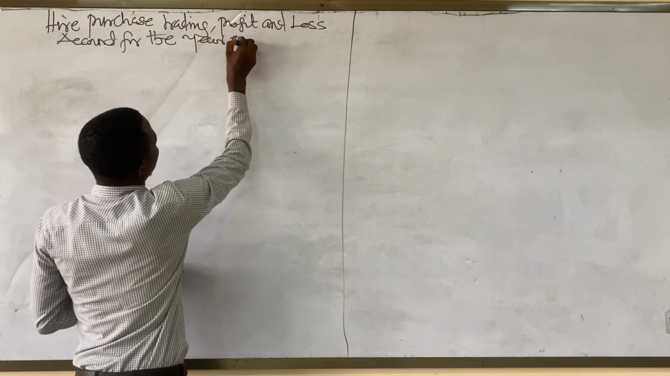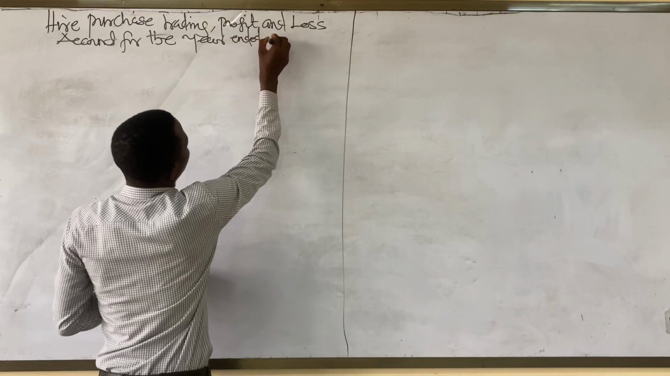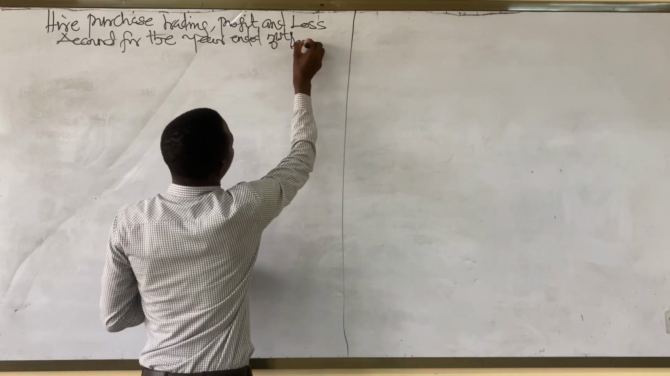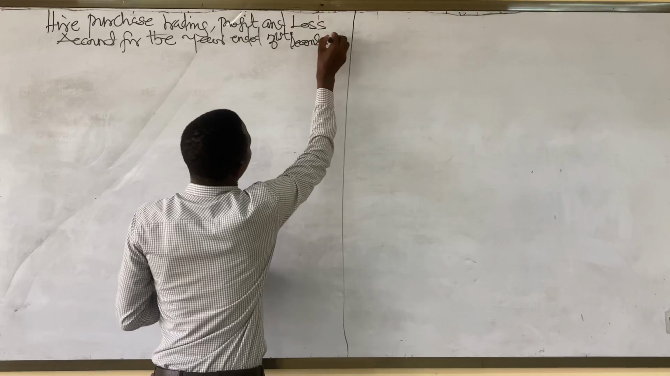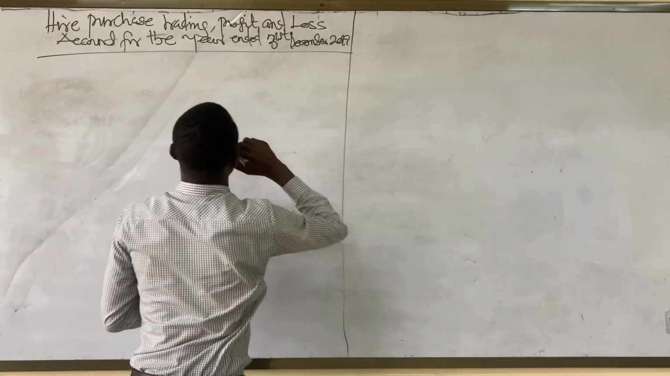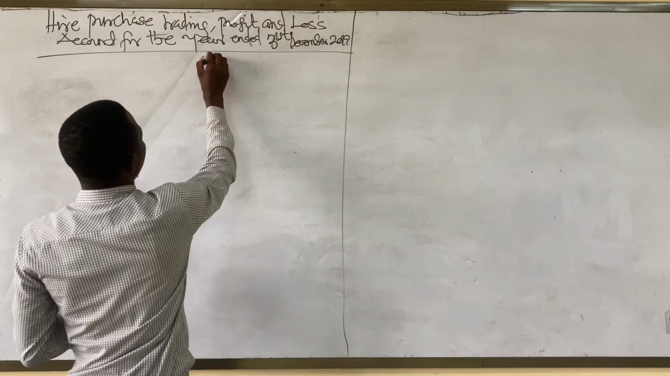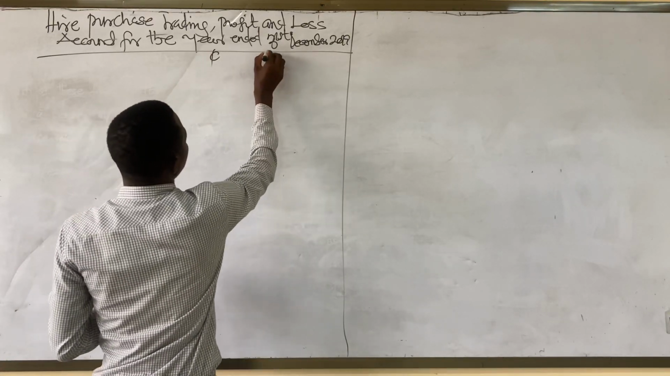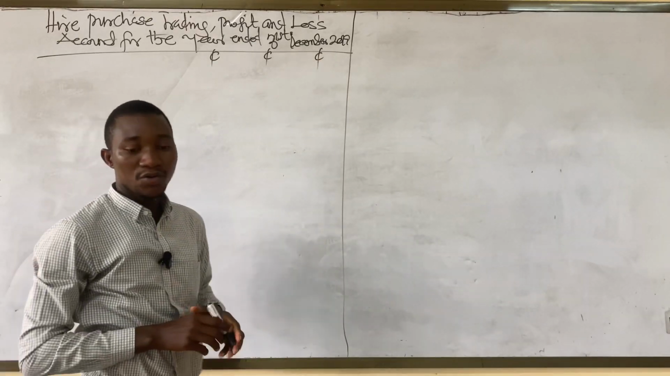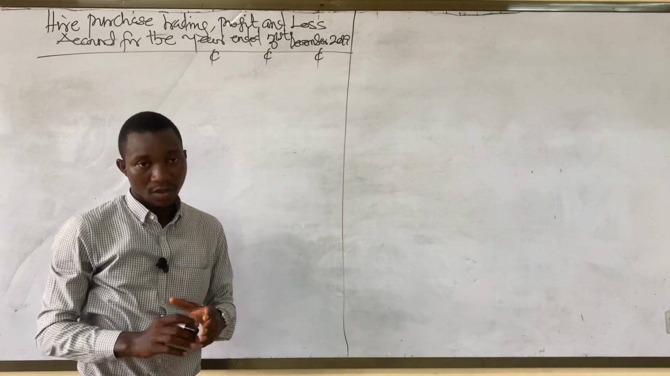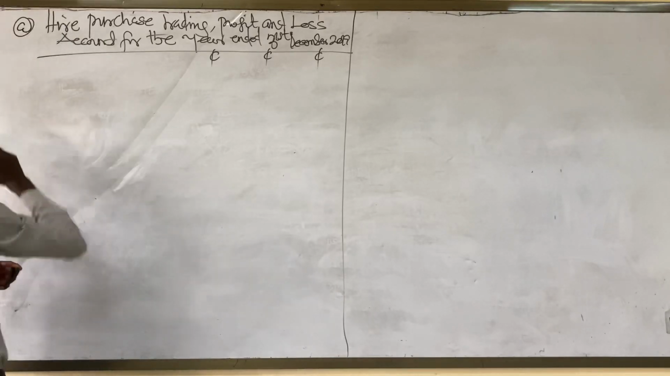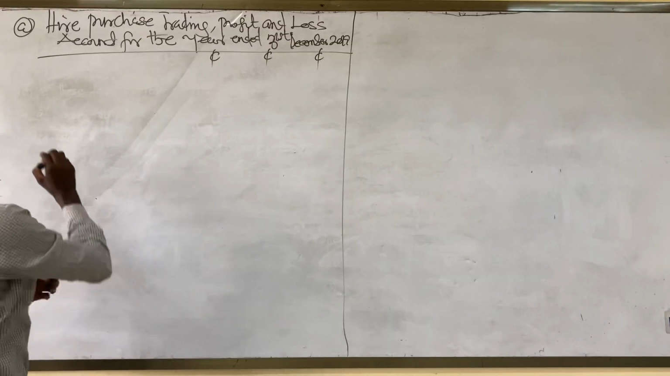For the year ended 31st December 2019. All right, so I'll bring my currency sign, cedis. Okay, so we knew that to begin with this question, that is the income statement, that is the first requirement. We start with our sales.